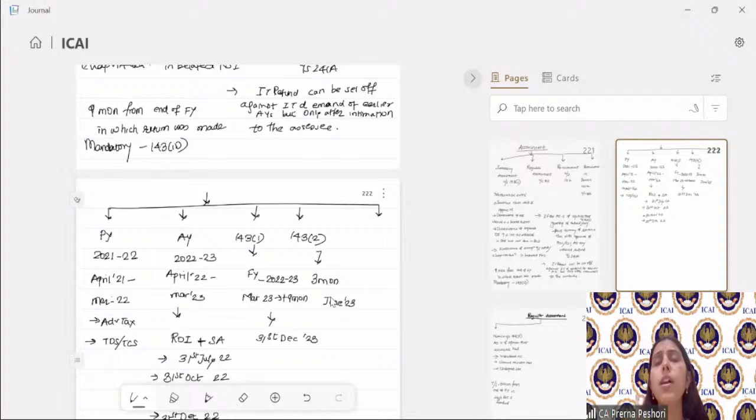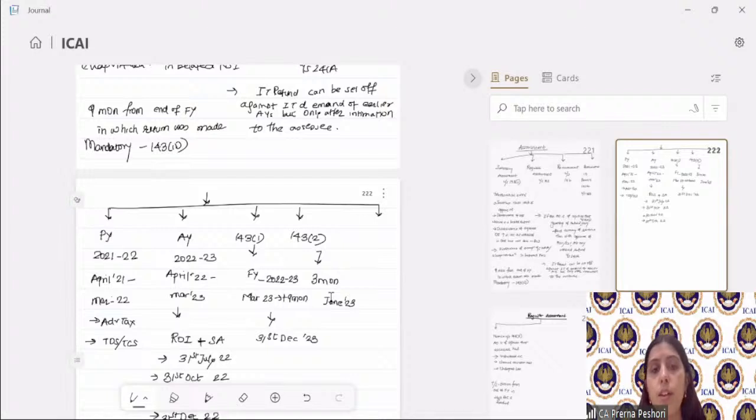So 143(1) is mandatory even if the notice is issued. Correct? Now, where the assessment notice is given under 143(2), as I said, the assessment starts from that point in time. Right? The assessment starts from that point in time.